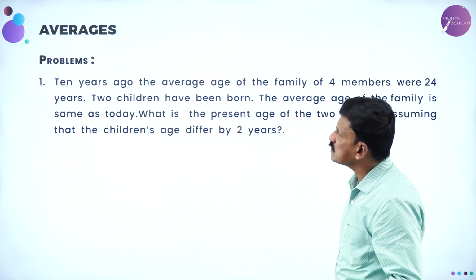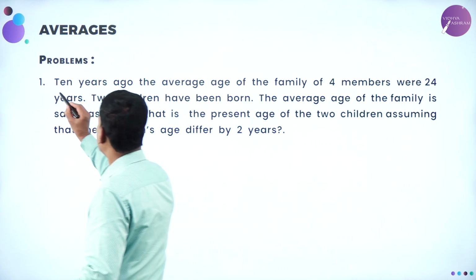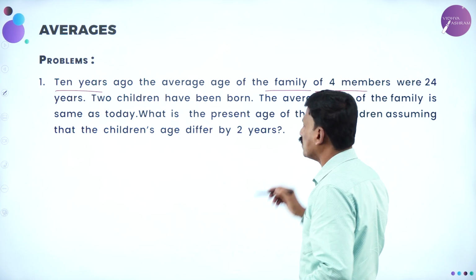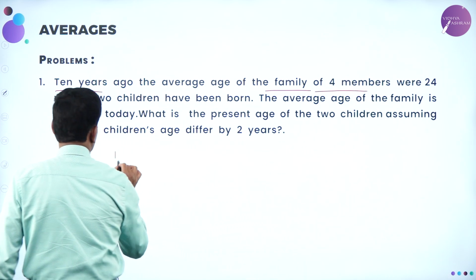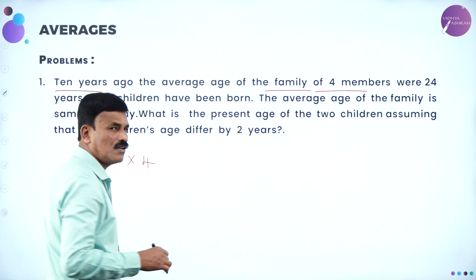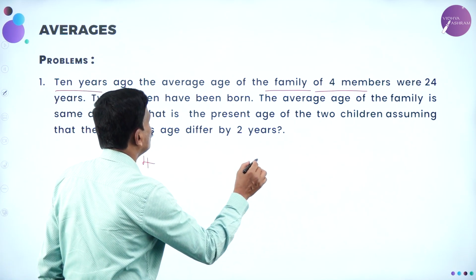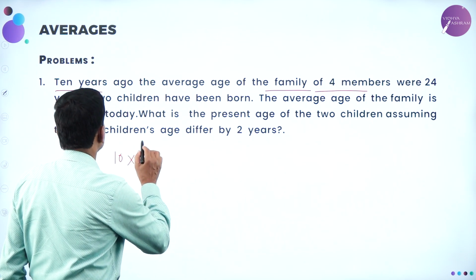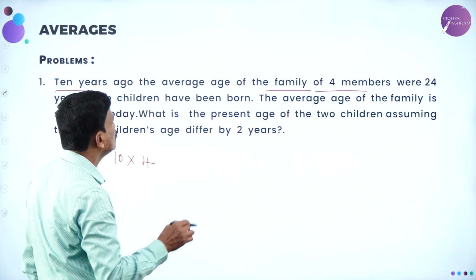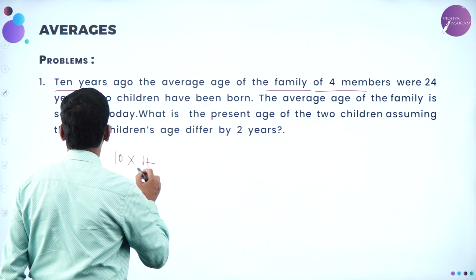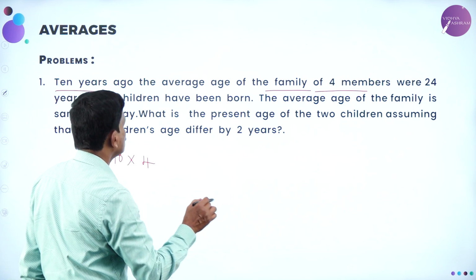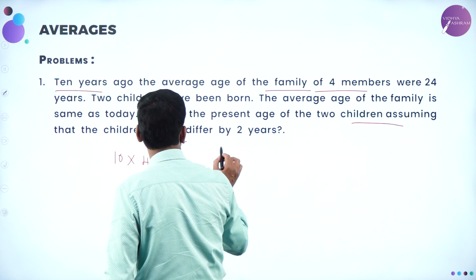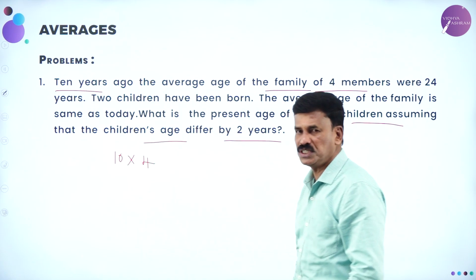Now the first problem is: 10 years ago, the average age of the 4 members of a family was 24 years. 2 children have been born. The average age of the family is the same as today. What is the present age of the 2 children, assuming that the children's ages differ by 2 years?